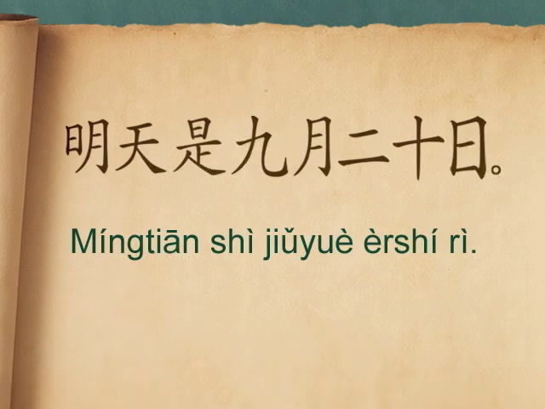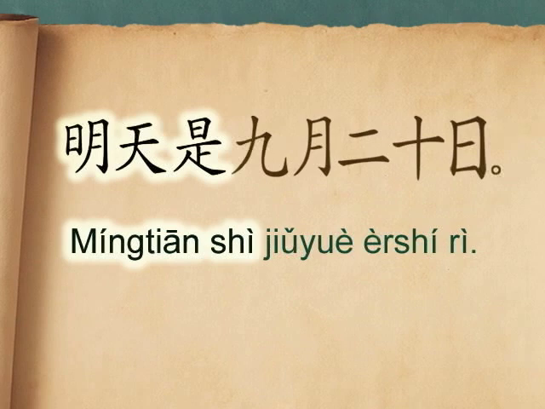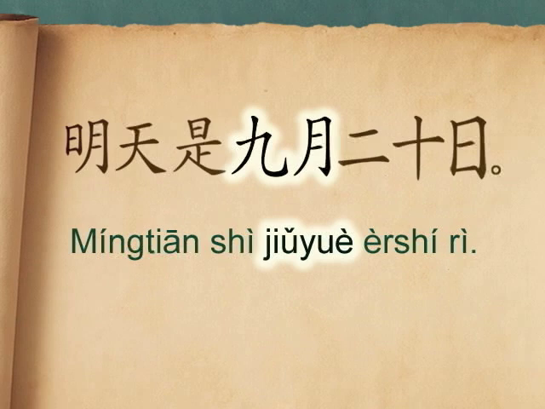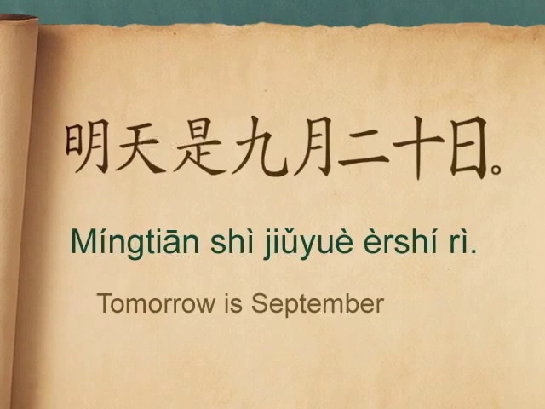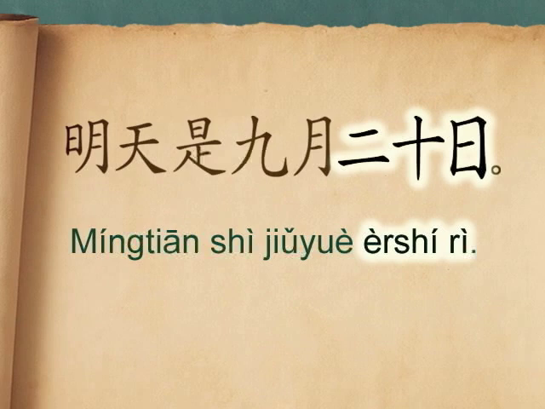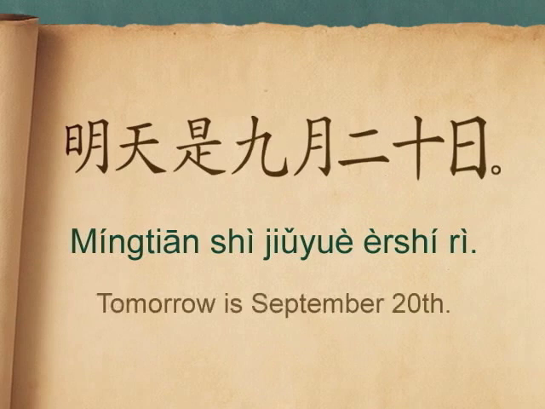Listen to the sentences from our last lesson and tell me what they mean. Our first sentence was, 明天是9月20日. What does 明天是 mean? I hear tomorrow is. That is correct. 明天是, tomorrow is. 明天是9月20日. What is 九月? Yes, it's a month. 九月. Which month? Yes, the 9th month or September. 明天是9月20日. Tomorrow is September 20日. What is 20日? Yes, 20日 is the 20th day. 明天是9月20日. Tomorrow is September 20th.